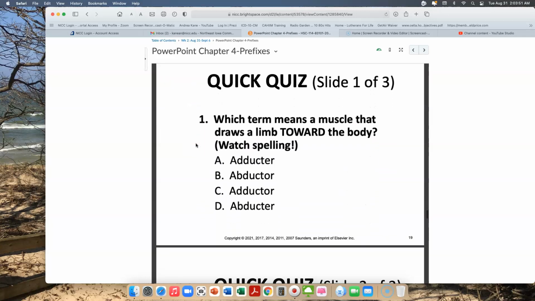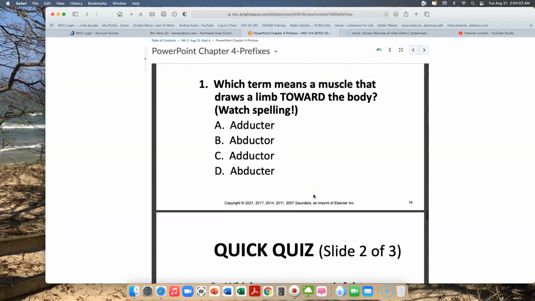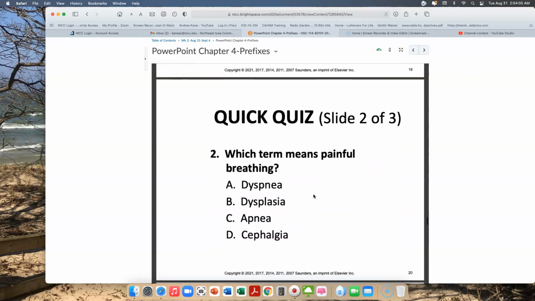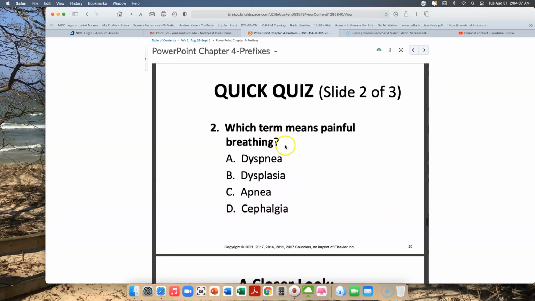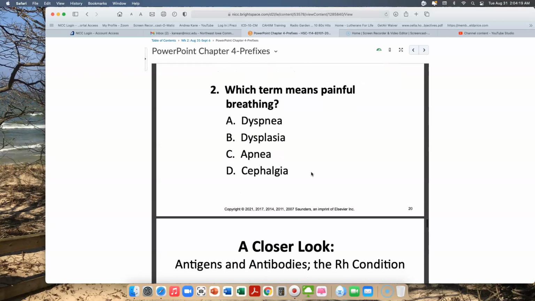Quick quiz. Which term means a muscle that draws a limb toward the body? Toward. So a muscle that draws a limb toward the body. Which term means painful breathing? Painful breathing. Look for the breathing part first. If you can find breathing, then it'll become obvious which is painful versus not breathing at all.